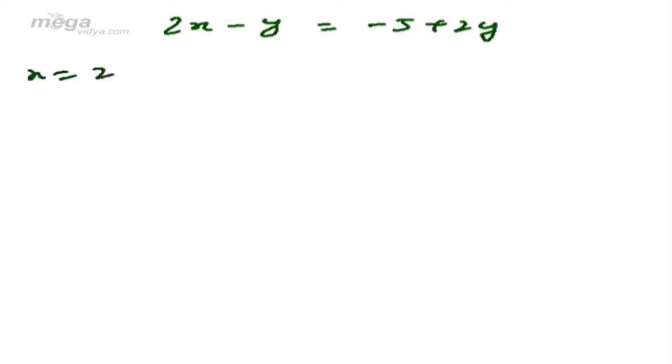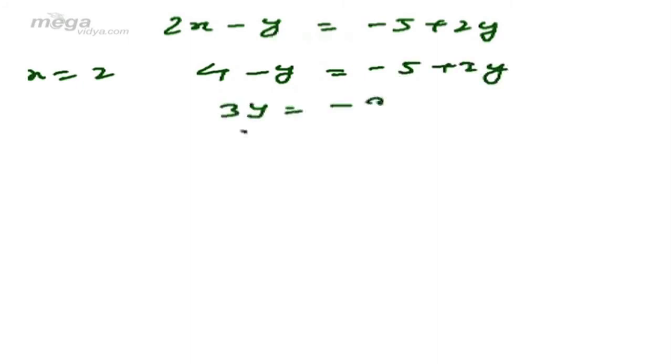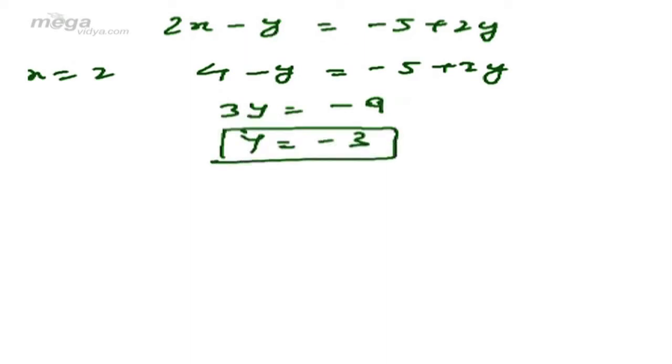2x minus y is equal to minus 5 plus 2y. Put x is equal to 2. 4 minus y is equal to minus 5 plus 2y. So 3y is equal to 9. So y becomes 3. So one complex number will be 2 plus 3i.